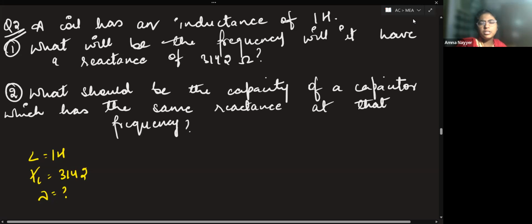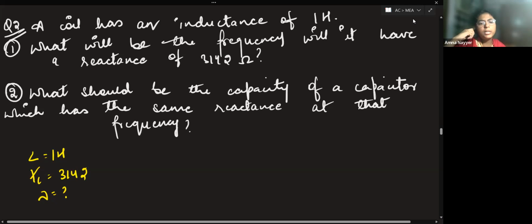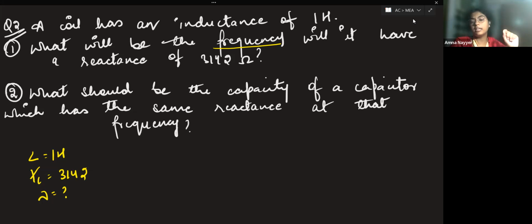Frequency is mentioned, but whether angular or linear, nothing has been mentioned. It should be linear frequency only. Otherwise, it should be specified. The question does not specify over here, so let's assume that this is linear frequency. Otherwise, it should be specified whether it's angular frequency or linear frequency. Otherwise, how will you calculate the answer?